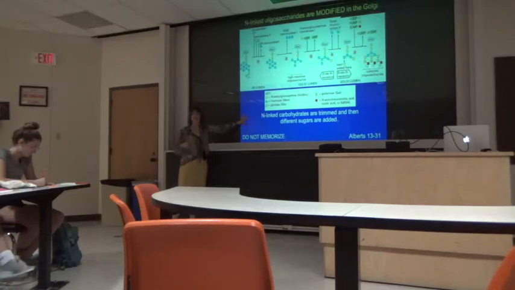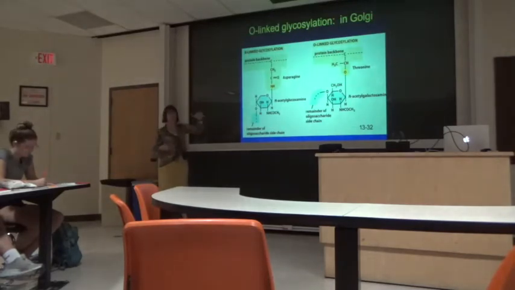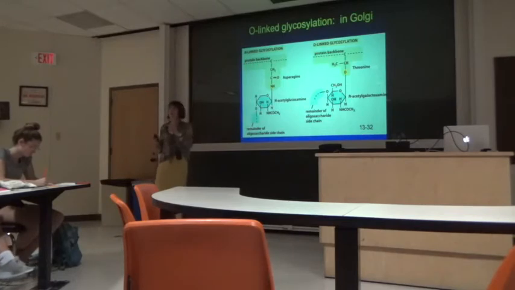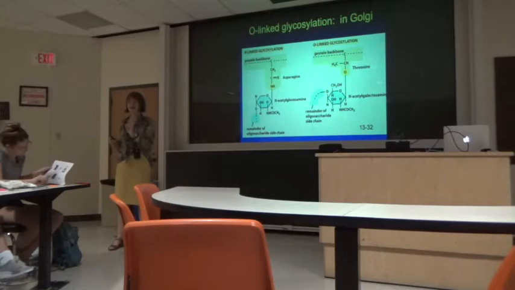There's another kind of carbohydrate addition that happens in the Golgi, and that's O-linked glycosylation. In the ER, N-linked glycosylation happens. This was a sugar tree that was added to asparagines in the ER. In the Golgi, a different kind of sugar addition happens, and that's O-linked glycosylation, and it happens on serines and threonines.